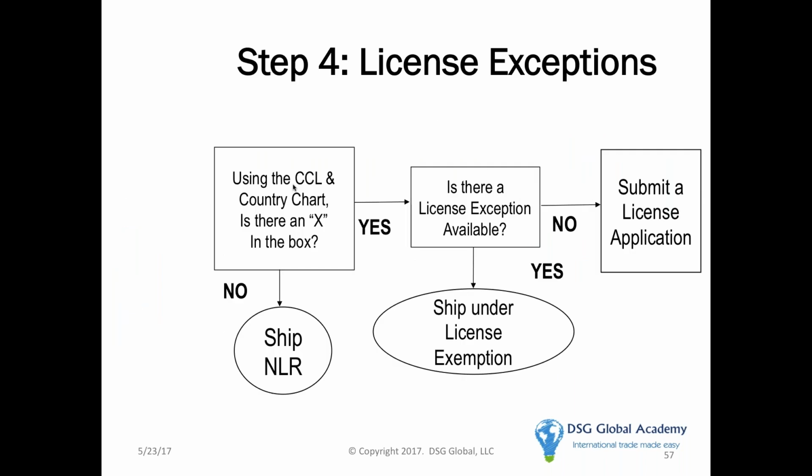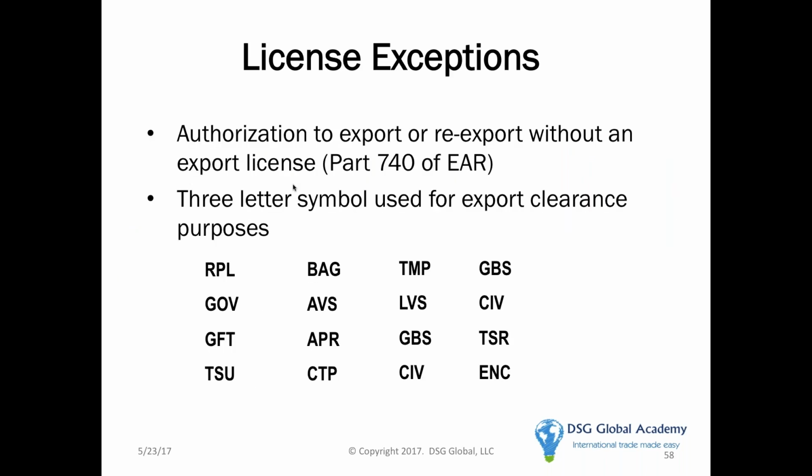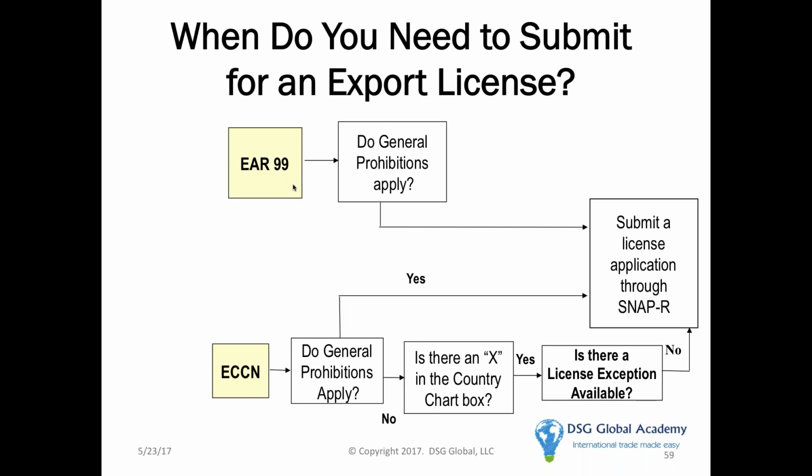Finally, if there's an X in the box for those countries and you really need to ship it, then try to see if you have a license exception. These are the various license exceptions. I won't go into what it means in detail, but if a license exception is available to you, it'll be listed in the Commerce Control List under the ECCN number. If you do not have any license exceptions available, or if there's a general prohibition, under those instances, you need to submit an export license.